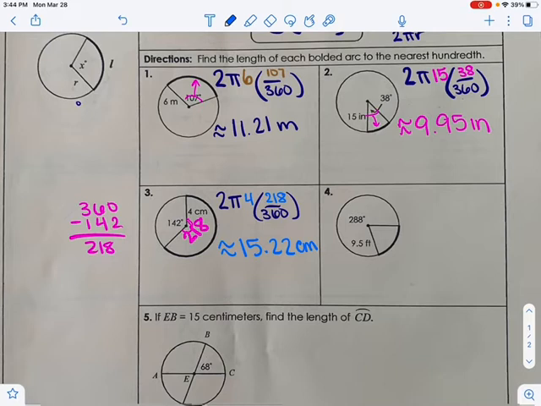And looking at number 4, again, it's just like number 3, where that bolded arc that we're solving for has no angle yet. So start by solving for that. So 360 minus 288, you should get 72.